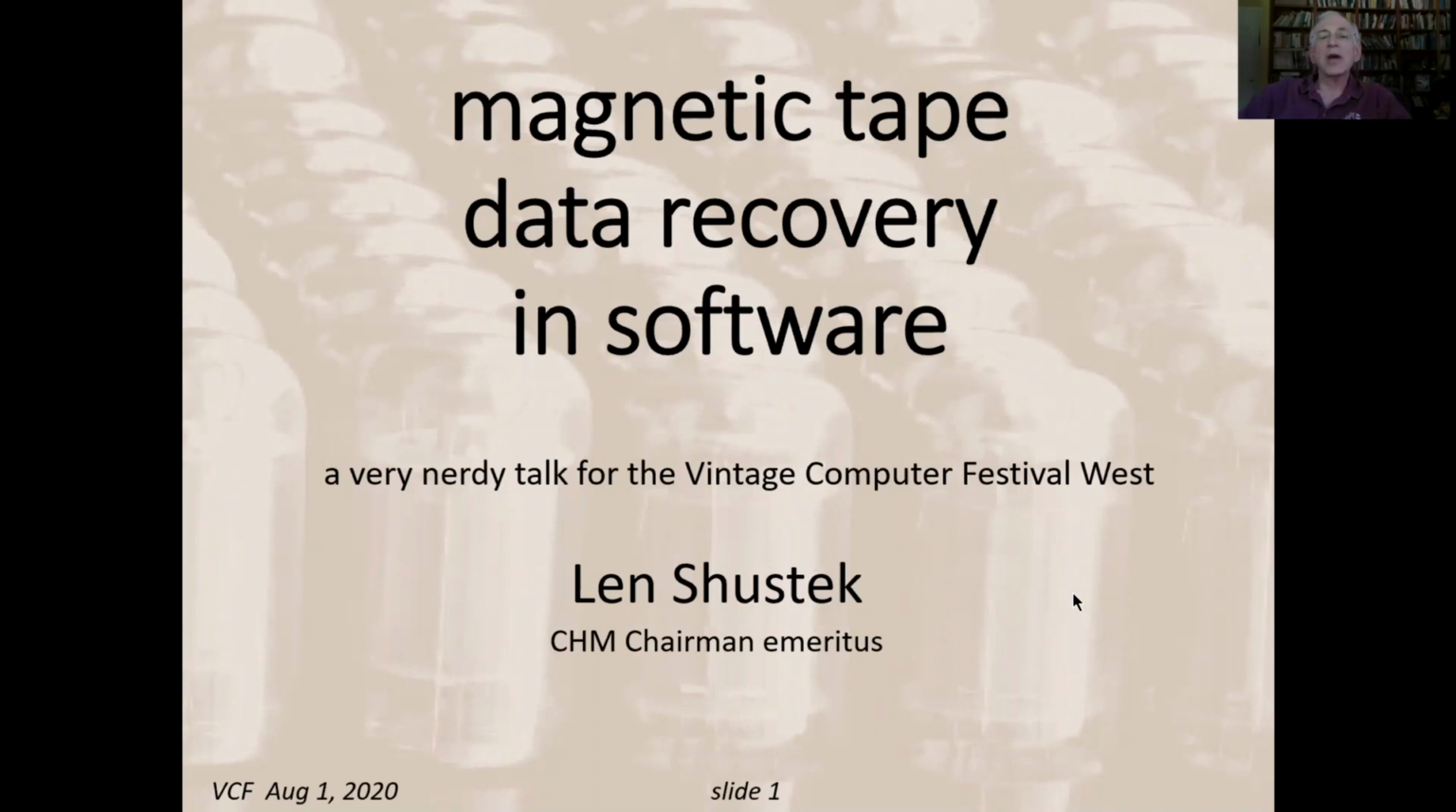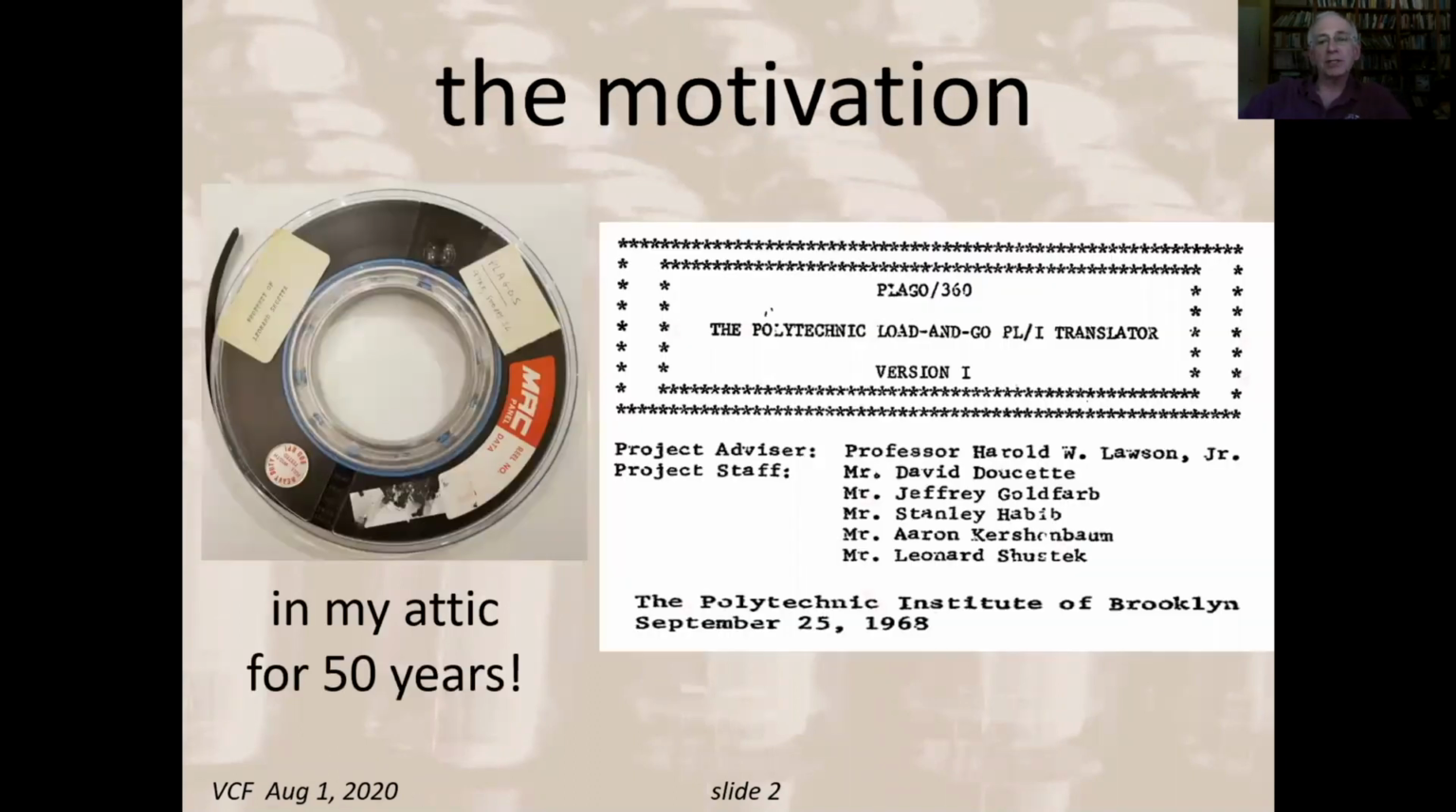The museum has thousands of mag tapes, which we'd like to read, and we don't often have the equipment to read them. But my motivation for starting this project was actually much more personal than that. When I was an undergraduate at the Polytechnic Institute of Brooklyn in the late 1960s, I worked on a project to write a PL1 subset compiler called Plago. And it was the project that made me want to transition from being a physics major to being a computer science major. When I left Poly, I took a mag tape with all of the source code on it and kept it with me all of those years. And for 50 years, it's been in the attic.